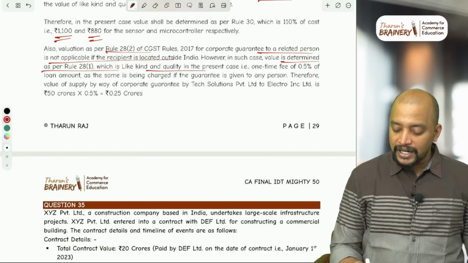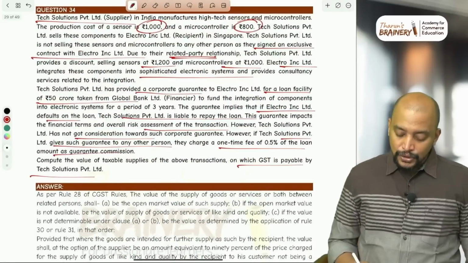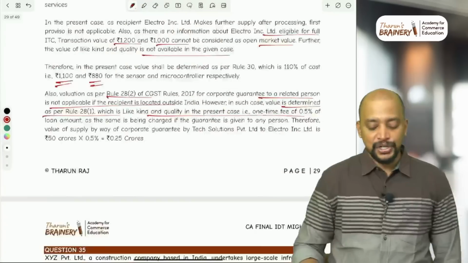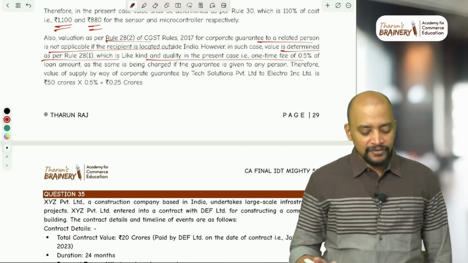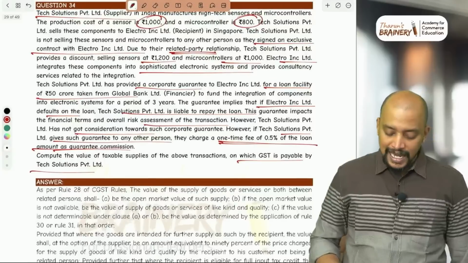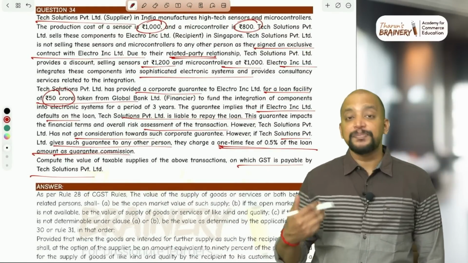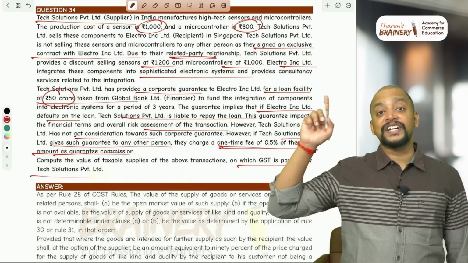So here like kind and quality is the one time fee. Usually for others that line is given. So usually they charge a one time fee of 0.5% of the loan amount as guarantee commission. So that will be taken here. So like kind and quality, 0.5% of 50 crores, because 50 crores is the guarantee, 50 crore. We don't have to see the period. That period, 3 years and all, will come into picture only when it is rule 28 sub rule 2.